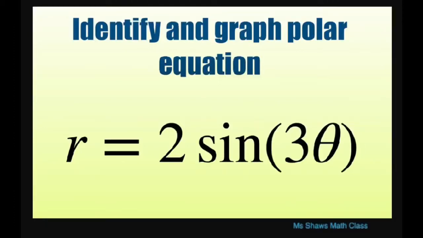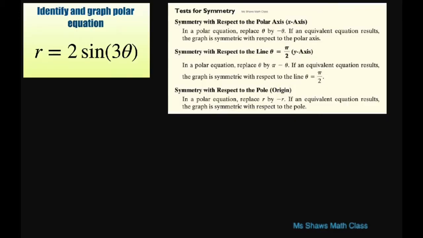Everyone, we're going to identify and graph our polar equation r equals 2 sine of 3 theta. This is going to be a rose with 3 petals, and we're going to first use tests for symmetry to help us graph this. So the first one is we want to see if our graph is going to be symmetric with respect to the polar axis.